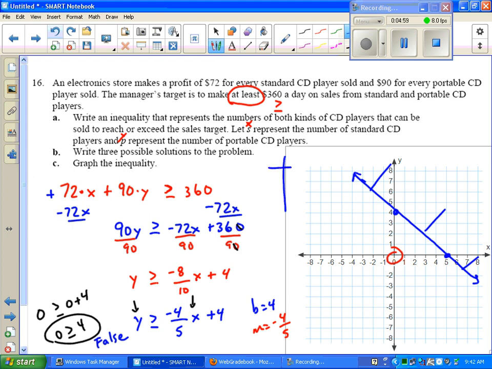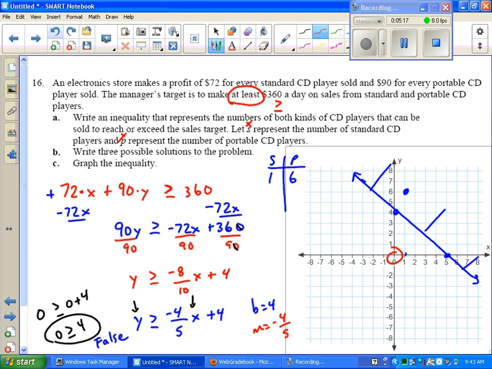Like if we made a T-chart with that one where you're doing standards and portables. You can say, well, if he sold one standard, it could be 6 portables. That might work for him. So if you go to one standard and then 6 portables, you can see where that point is right there. That is on the right side of it, so that'll actually work.